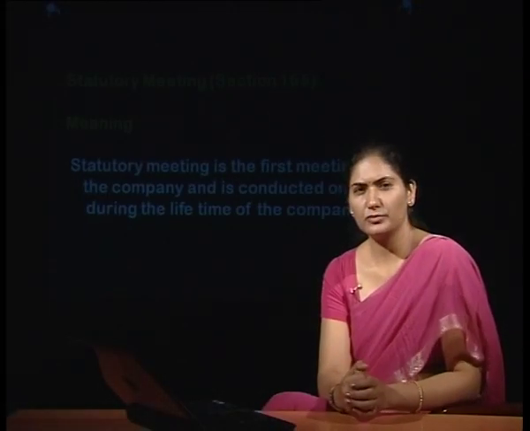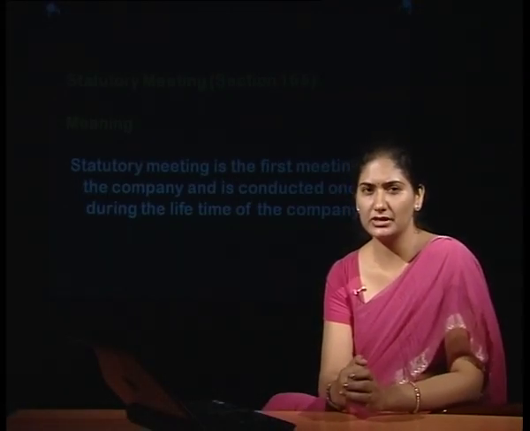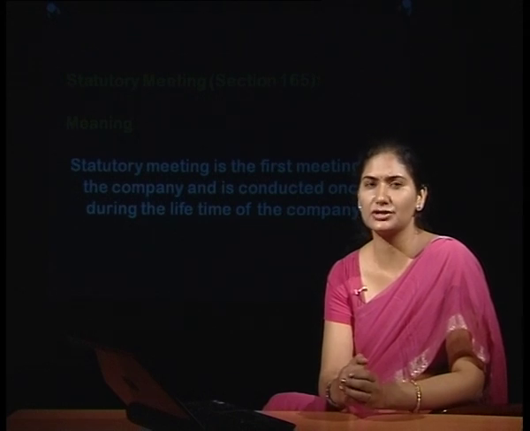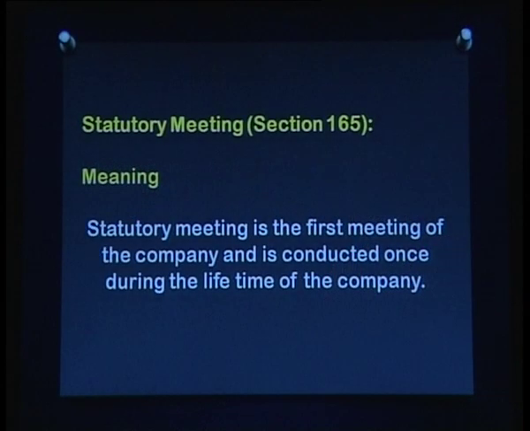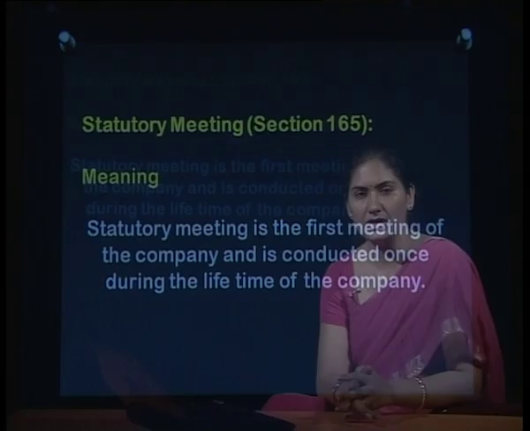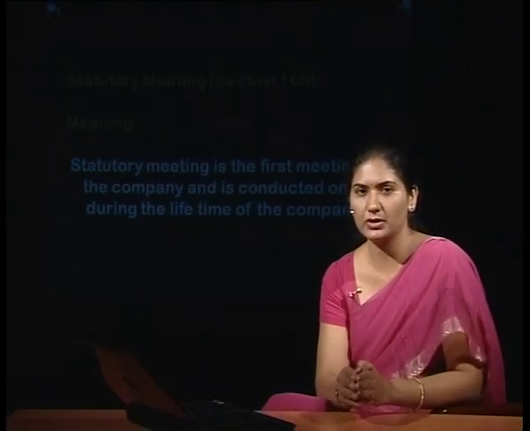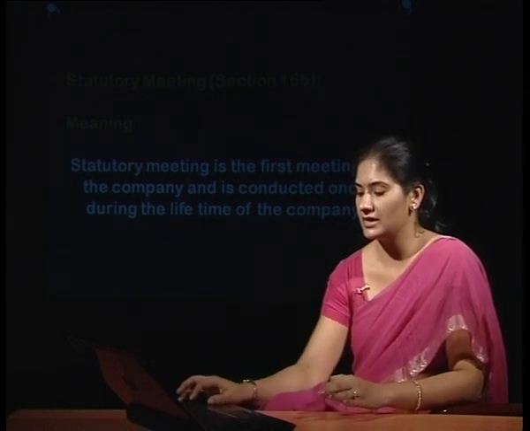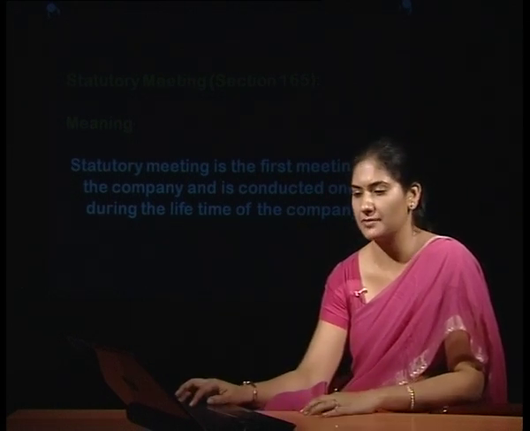The first and foremost kind of meeting of the shareholders is the statutory meeting under section 165. What is a statutory meeting? Try to know the meaning of statutory meeting. It is the first kind of meeting which has to be held by the company and it is conducted once in the entire lifetime of the company. So a statutory meeting will be held only once by the company and by specified kinds of companies.